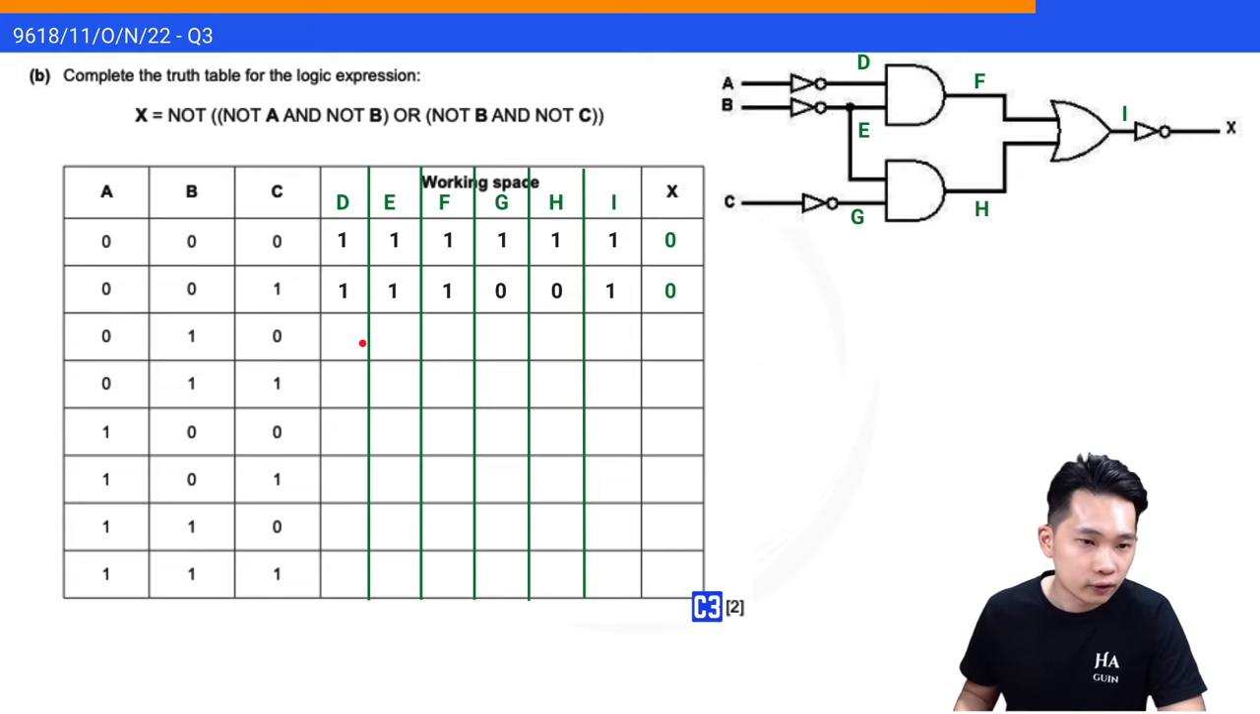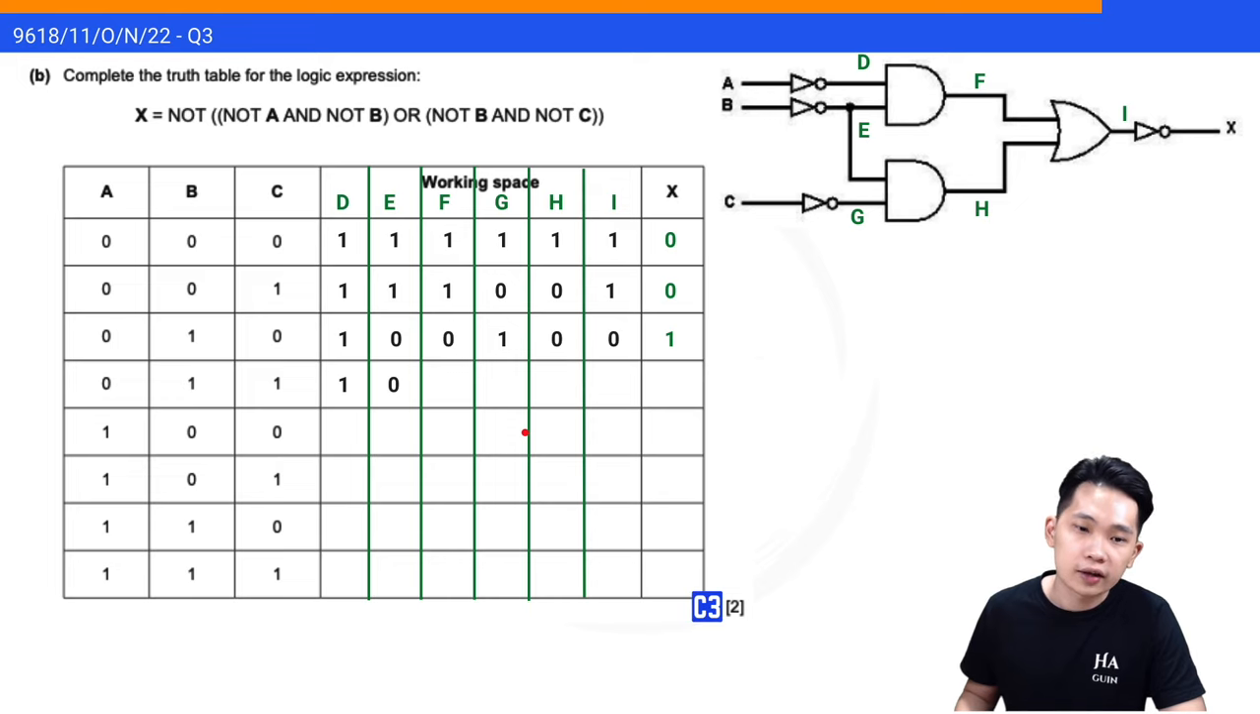Next will be 1 for D. And then E, since this is 1 here, so this is gonna be 0 here. And then F is gonna be 0. And then G is gonna be 1. And then H is gonna be 0. And then I is gonna be 0. And then X is the inverse of 0, so it's gonna be 1 here. And then I will just go through the remaining rows at a very fast pace, so you can just pause the video and look at the final answer.